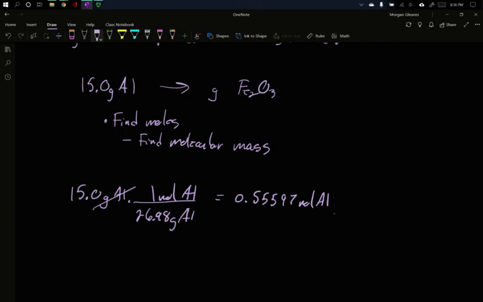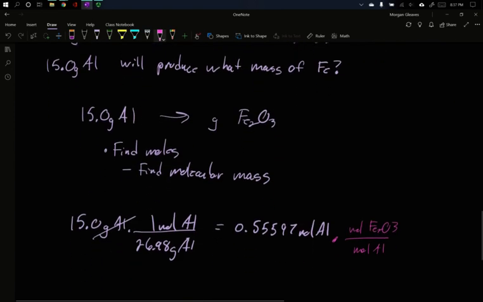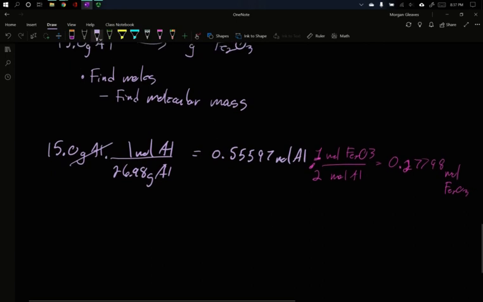Once I have my moles of aluminum, I can get out of mole aluminum and into mole of Fe2O3. My balanced reaction said it was 2 aluminum for every 1 rust. So that is 2 moles on bottom and 1 on top. So I'm going to end up dividing this in half. 0.27798 mole of Fe2O3. And in the end, we want our weight of Fe2O3, so I need to convert those moles into mass.